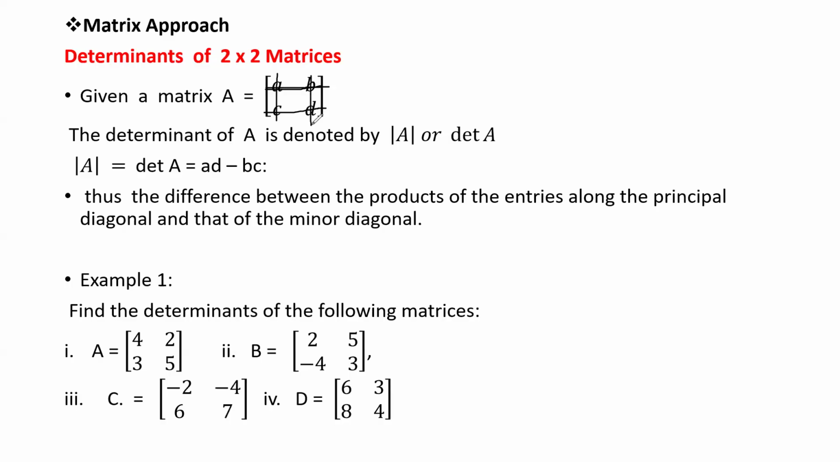Are you getting it? Yes, sir. Good. So this is a 2 by 2 matrix, and it is square because the rows are 2 and the columns are 2, so the length and breadth are equal. We call it a square matrix.